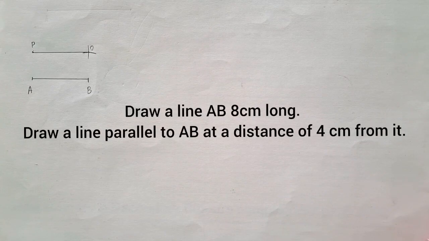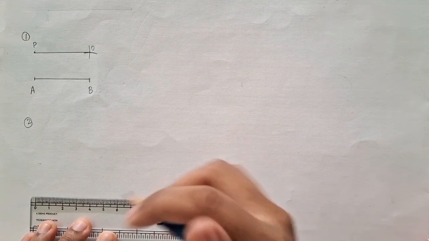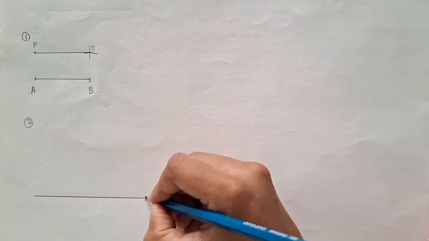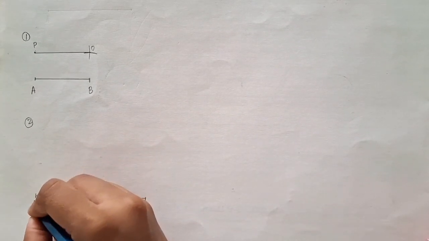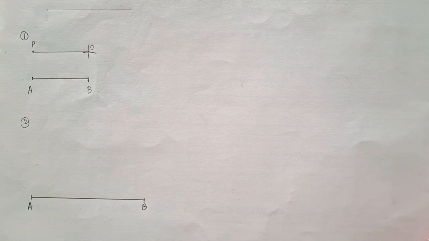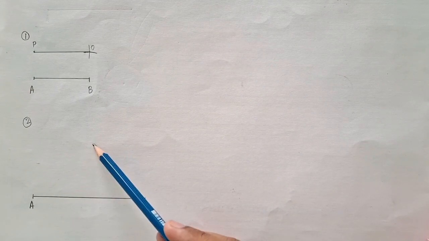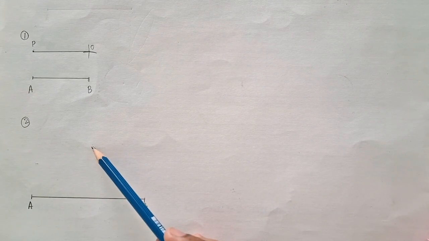Next question, draw a line AB 8 centimeter long. Draw a line parallel to AB at a distance of 4 centimeter from it. AB is 8 centimeter long. This is a line segment. So this time they have given the distance of the other line which has to be parallel to line AB, and the distance that they have given is 4 centimeter.